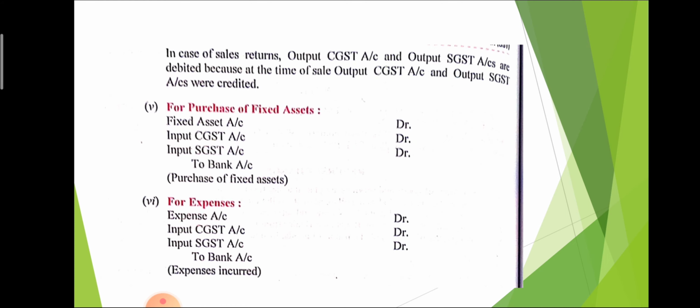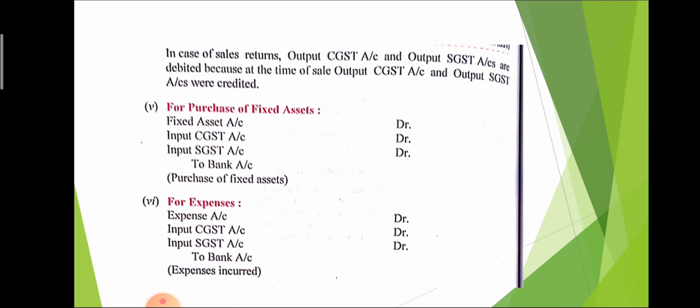For purchase of fixed assets, we again charge input GST. So fixed assets account debit because assets come into the business. Input CGST and input SGST both are debited to bank account, because if we purchase fixed assets, we will have to pay, and at the time of payment we calculate input GST.